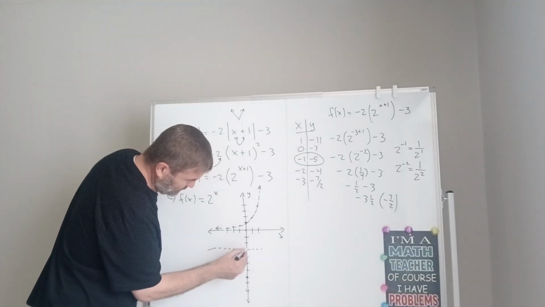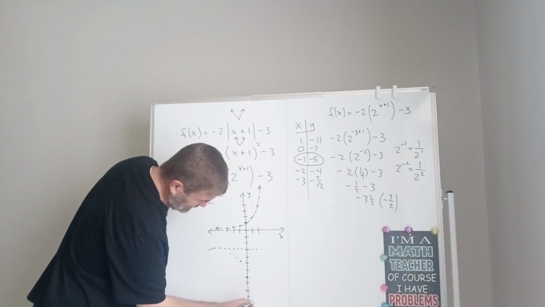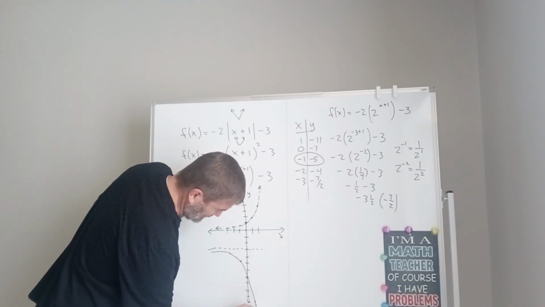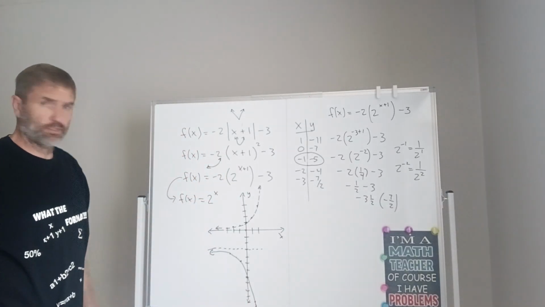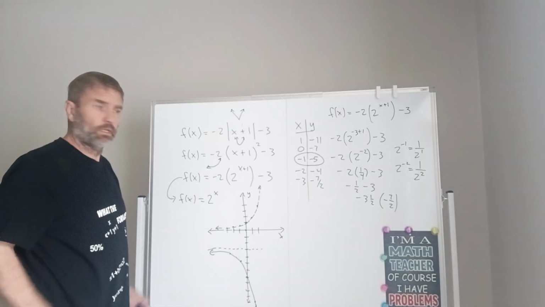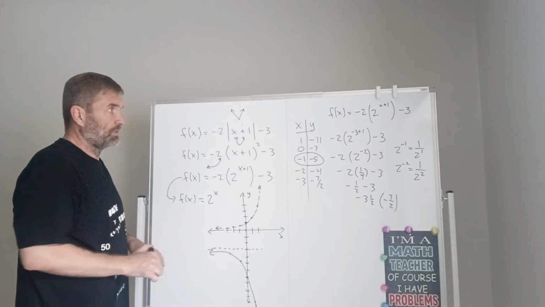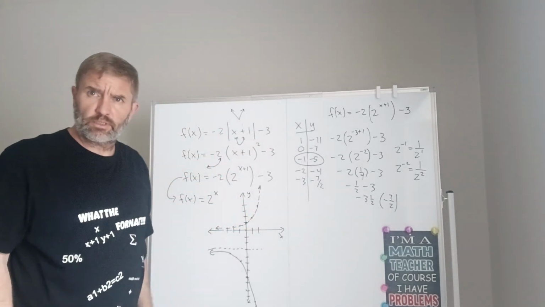So 1, 2, 3, 4, 5, 6, 7, 8, 9, 10, 11. That's down here. And you'll see that there's your shape hooking down like that. A little harder to see the stretch on that one, but it did stretch. It did get a little skinnier. And there you go. Now hopefully you're seeing that I follow the exact same process regardless of the function.